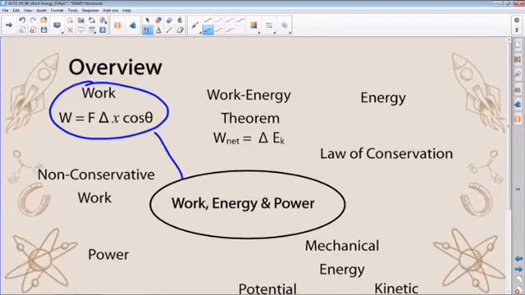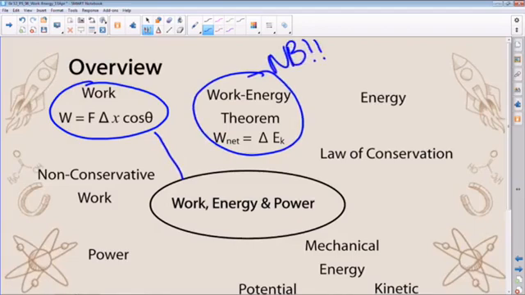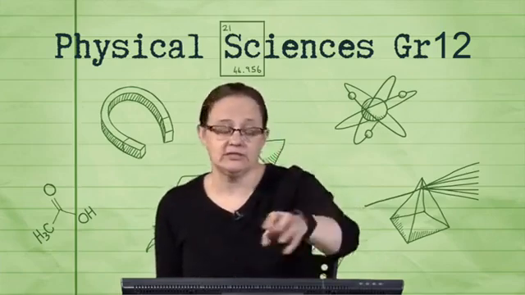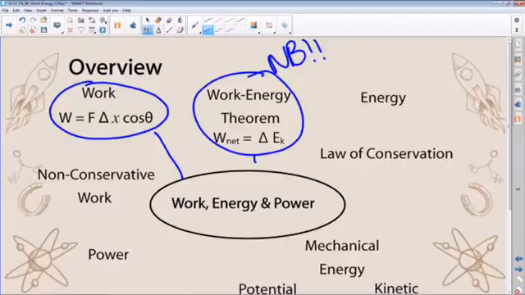Then we're going to talk about the work energy theorem, and grade 12s, I can't even begin to tell you how important the work energy theorem is. I am going to guarantee you a question on the work energy theorem. Whether it's directly the work energy theorem like we're going to do today, or whether it's got to do with the non-conservative force will depend on the question, but they're both very closely related. So we're going to look at those.